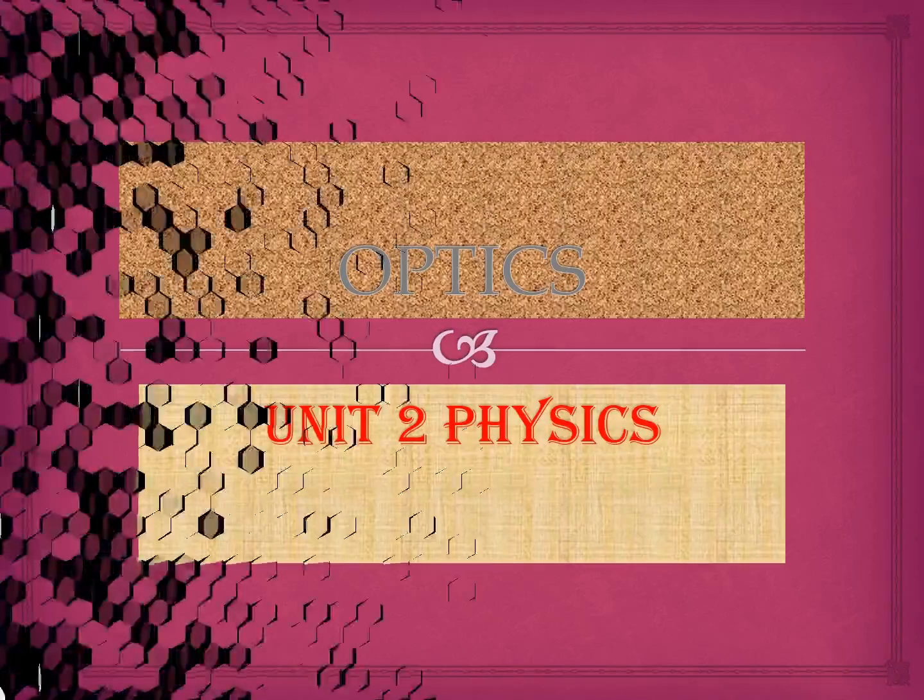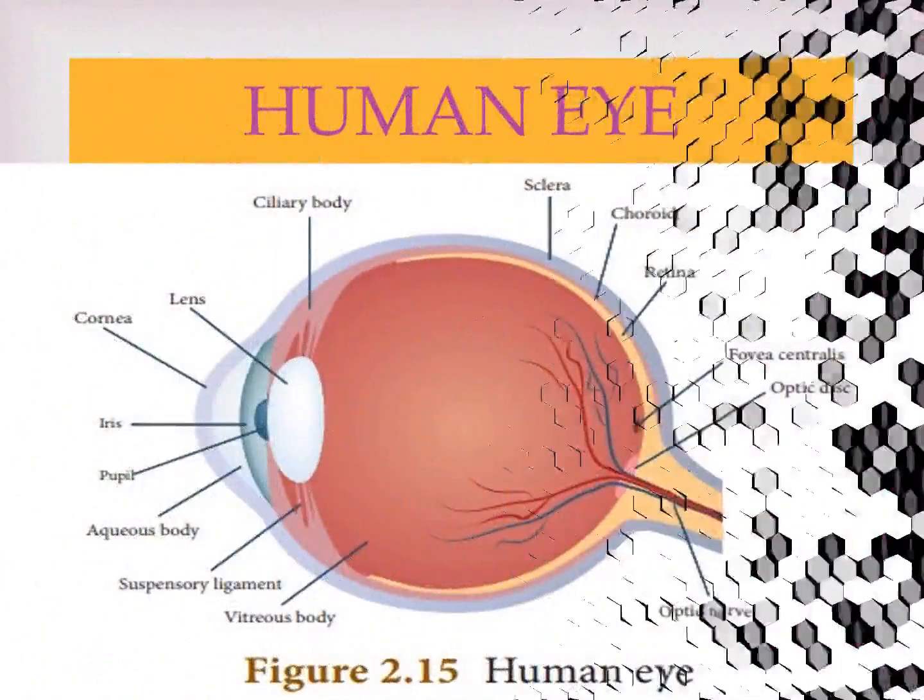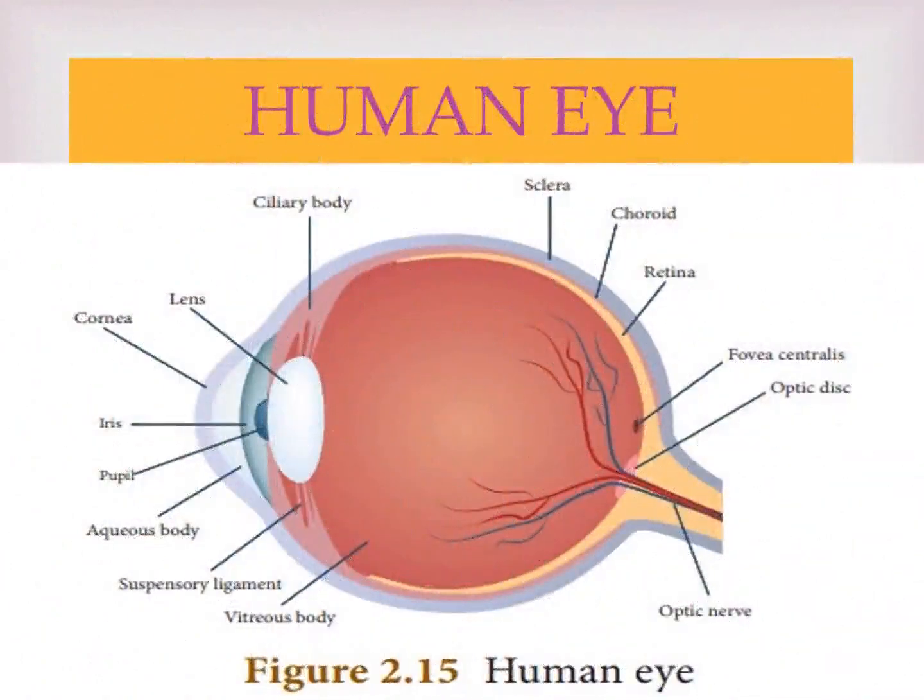What is the human eye? Yes, it is our eyes. It's a very valuable organ, isn't it? Without eyes we cannot see the world, isn't it? So the human eyes are the most valuable and sensitive organs that are responsible for vision. They are the gateway to see the wonderful world.